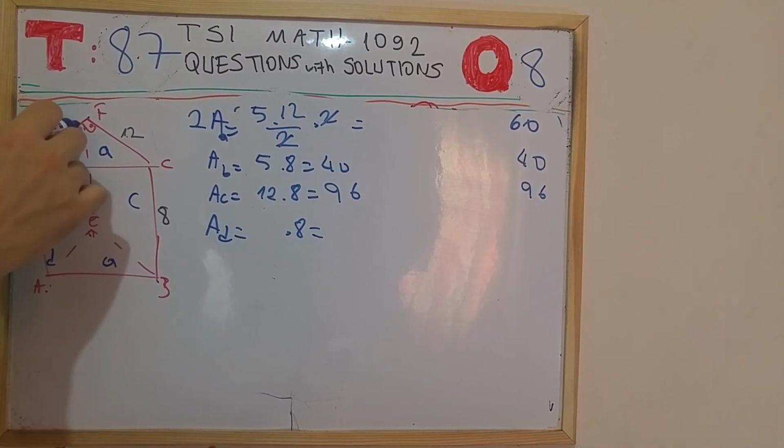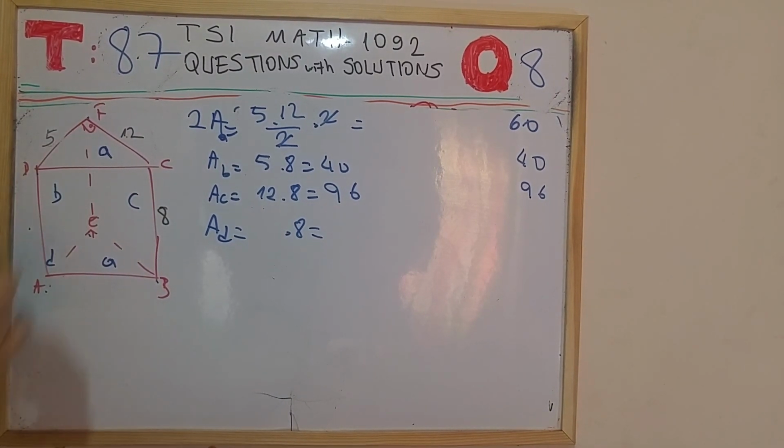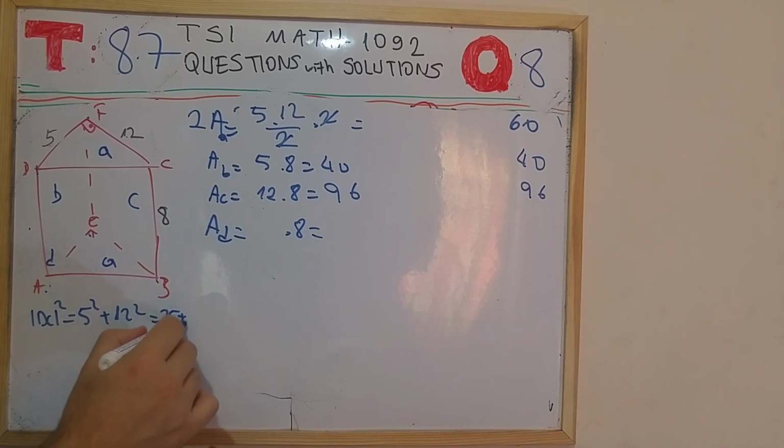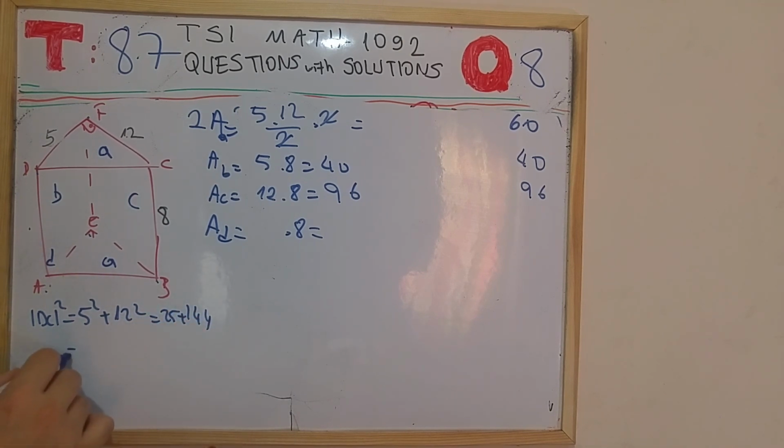I have a right triangle here again. So what I have is DC squared is equal to 5 squared plus 12 squared, which is equal to 25 plus 144. That is equal to 169. And DC is equal to the square root of 169. That is equal to 13.